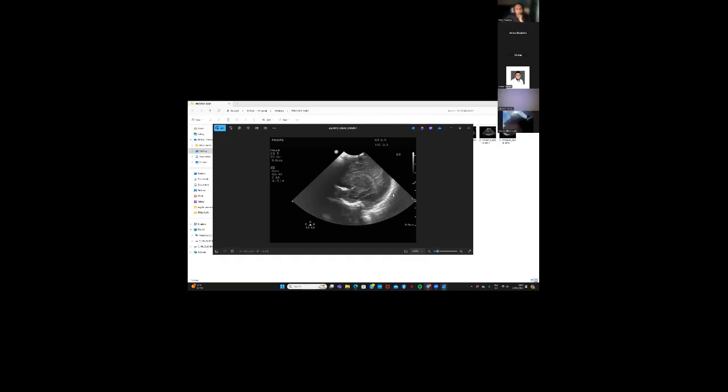Then this is going towards the right. Here we can see the caudothalamic groove and the choroid, most likely. Your gain settings are quite high here. What I would do is go in with depth by a centimeter just to fill the image a little bit more on your screen, and try to drop your gain settings a little bit in this setup.